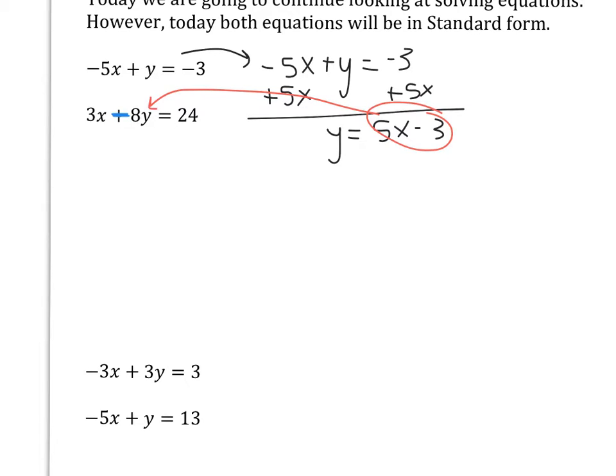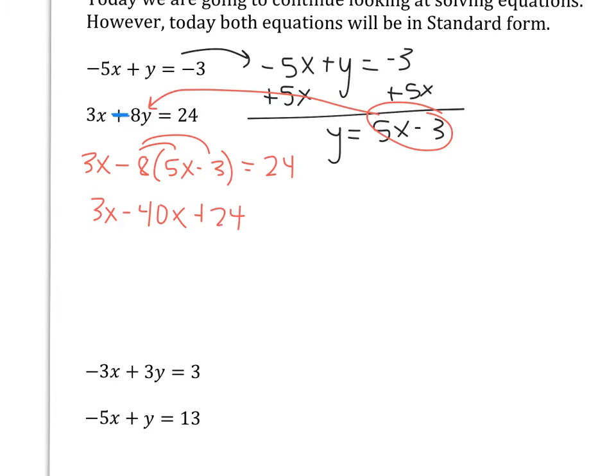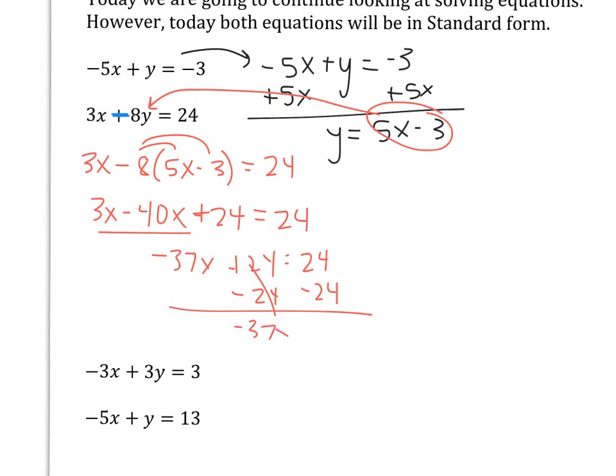Now I can use the substitution method a lot easier. And I will go ahead and substitute the expression that y equals into that second equation. So I get 3x minus 8 times the quantity, 5x minus 3, equals 24. Distribute that negative 8. 3x minus 40x plus 24 equals 24. 3x minus 40x is negative 37x. Subtract 24. And I get negative 37x equals 0. So it doesn't even matter if I divide by negative 37. 0 divided by any number is 0.